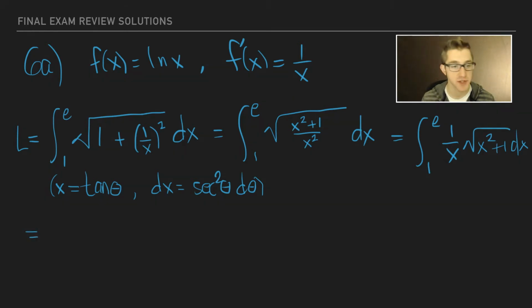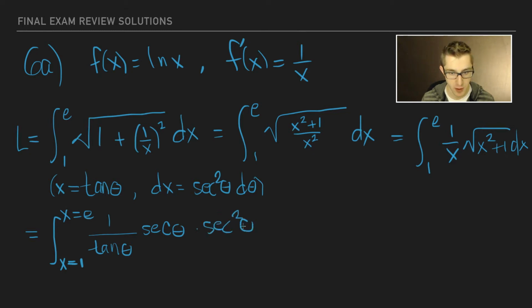So when we do the substitution, we end up with an integral from x equals 1 to x equals e. The 1 over x I'm just going to write as 1 over tangent theta for now. And when I plug in x equals tangent theta into the square root of x squared plus 1, I just get secant theta. And then I multiply by the derivative, which is secant squared theta d theta. So to evaluate this integral, the next step is kind of tricky.